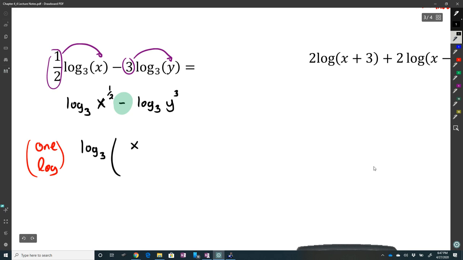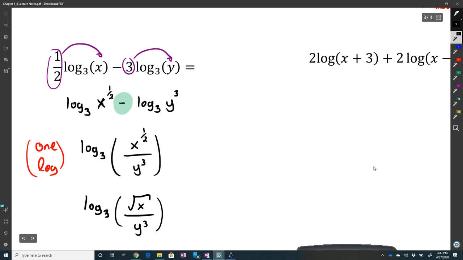And x to the 1/2 over y cubed. If you want, you can write the x to the 1/2 as the square root of x. It's up to you. But anyway, that's it.